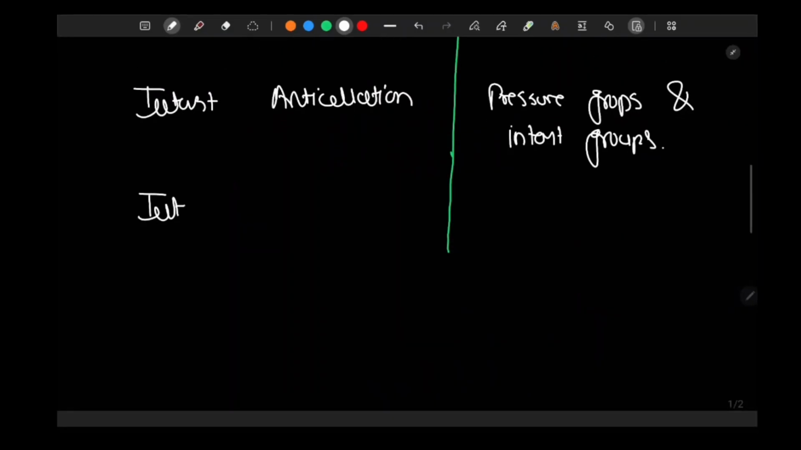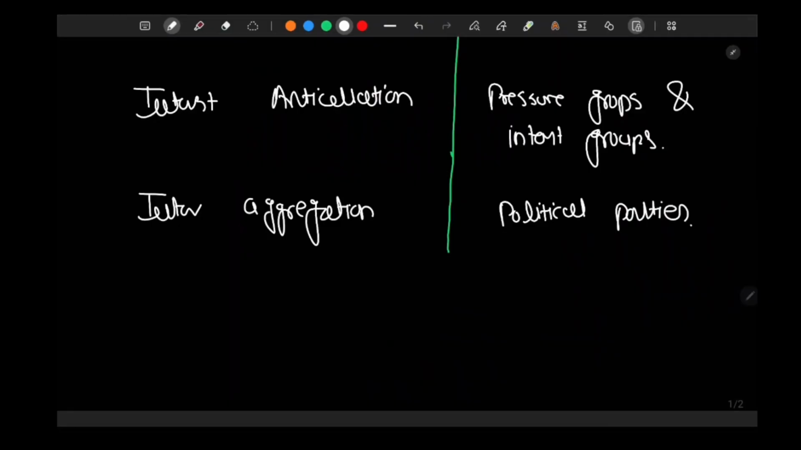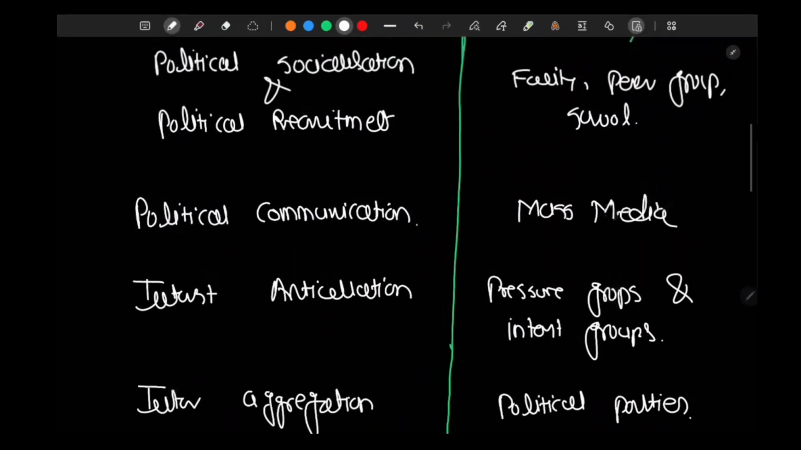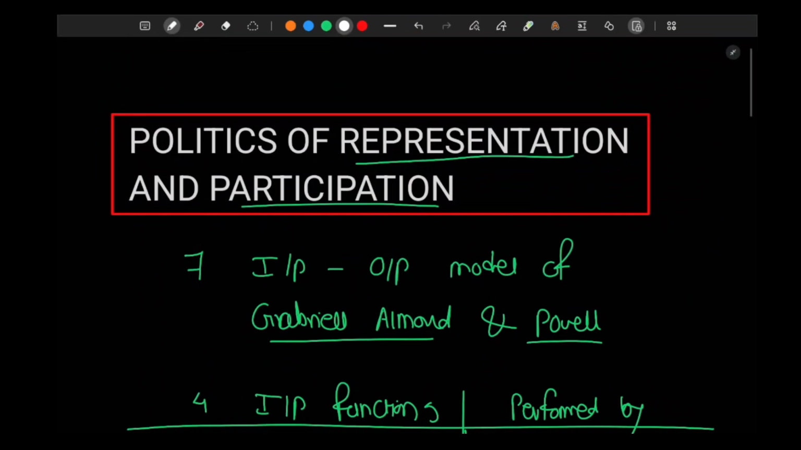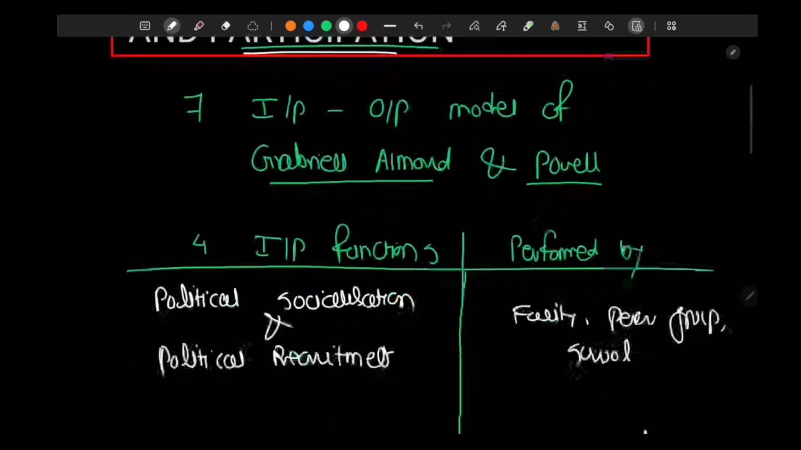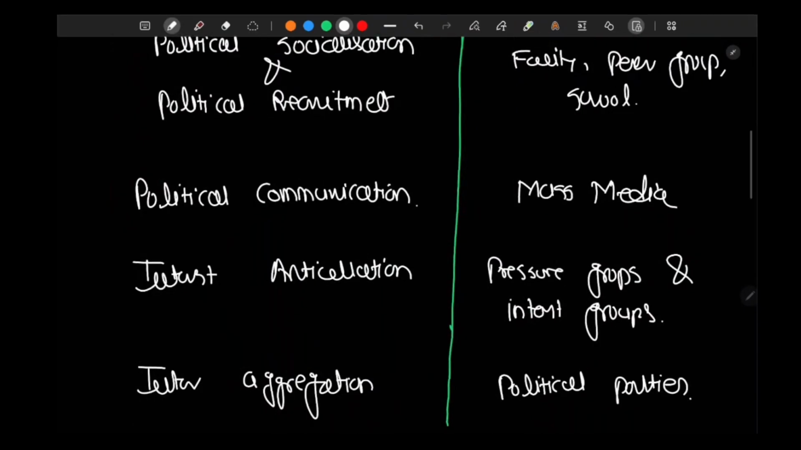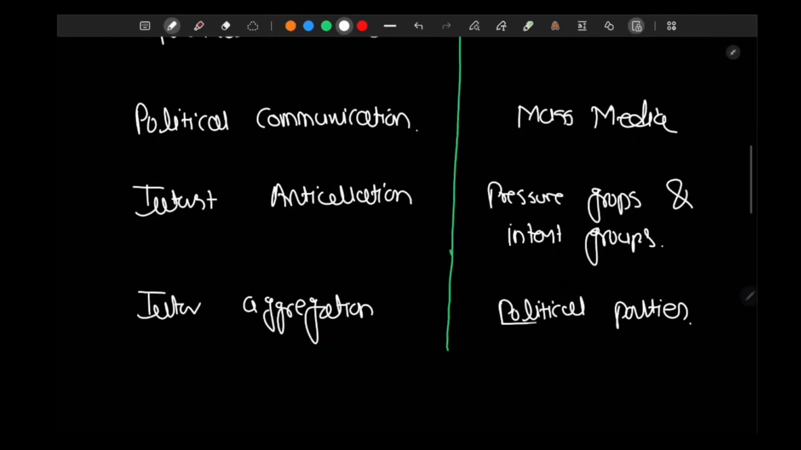And there is interest aggregation as well. Interest aggregation is performed by political parties. So how are we going to connect this to representation and participation, right? How people are represented in the political system through political parties. How people participate in the political system through political parties by way of interest aggregation. How people participate and are represented through pressure groups and interest groups, right?